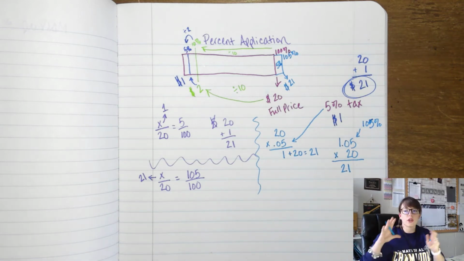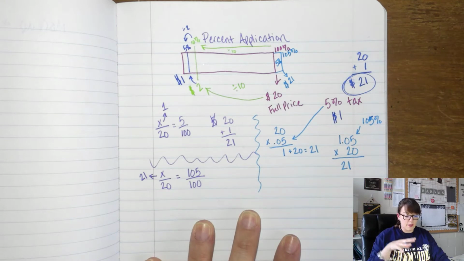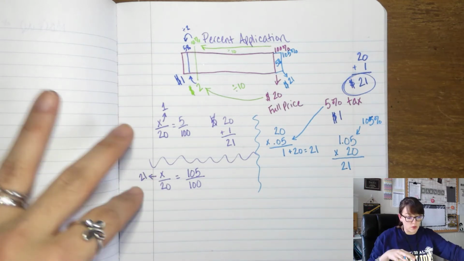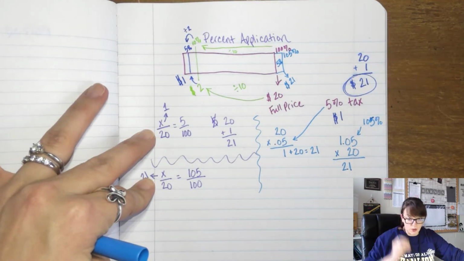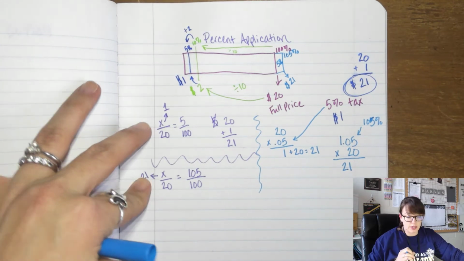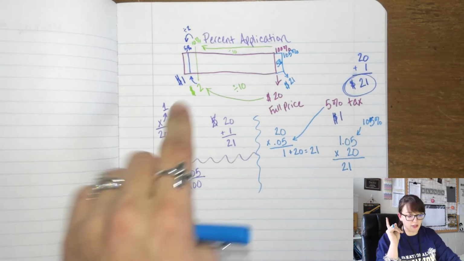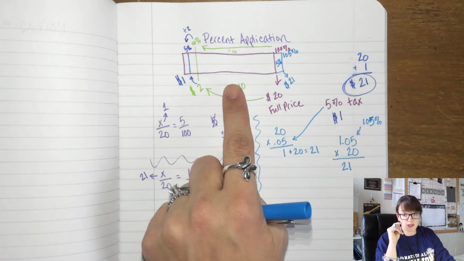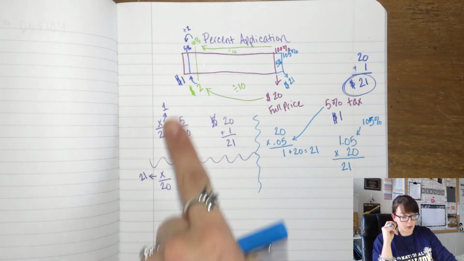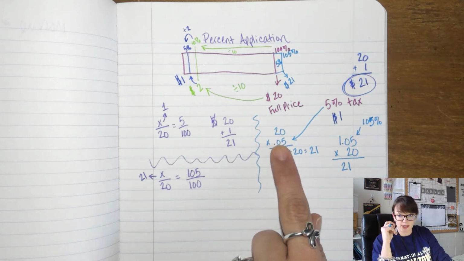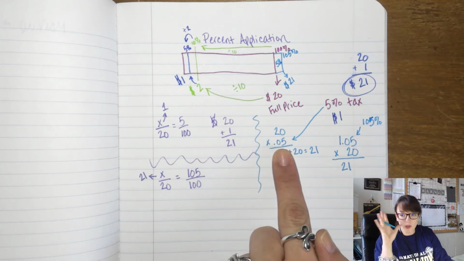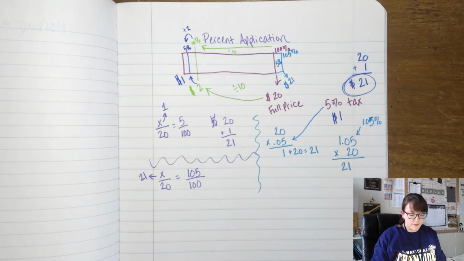Either way is fine. I want you to pick a way that makes sense to you. If you like the proportion and it keeps it organized for you, keep doing the proportion. If you're somebody who really gets the mental math and this is making sense to you, try and do it this way. If you want to skip the cross multiply divide and just jump right into this piece, then do it that way. I want you to pick one that's comfortable for you.